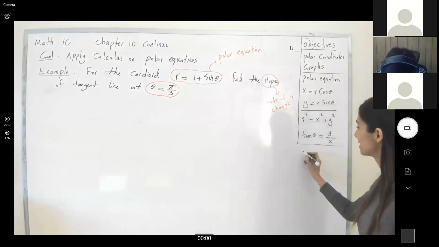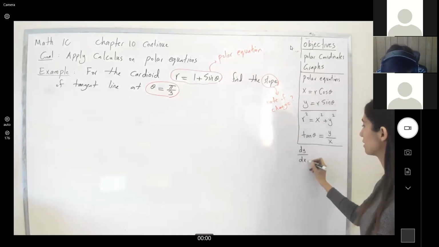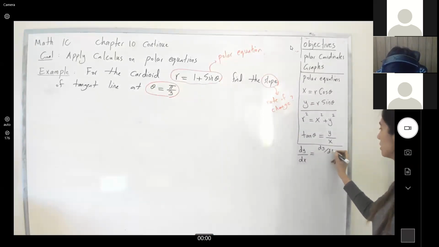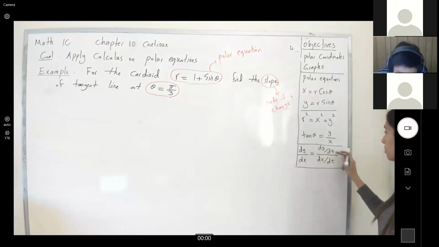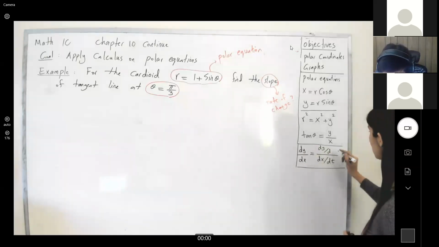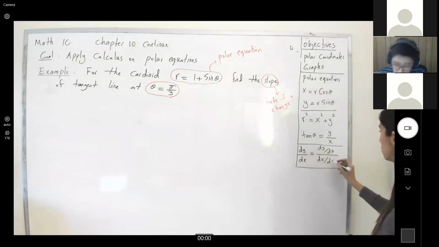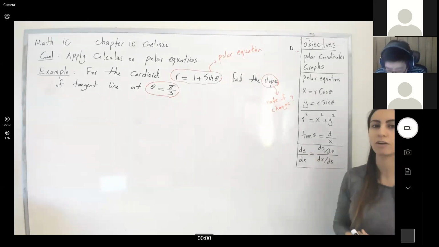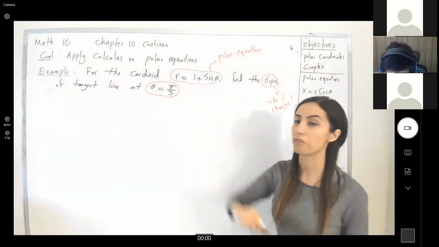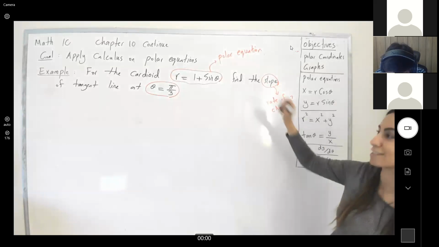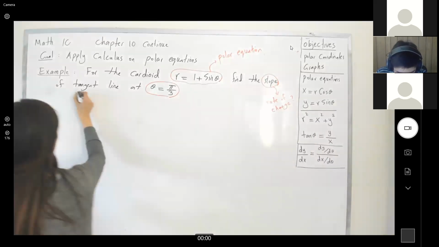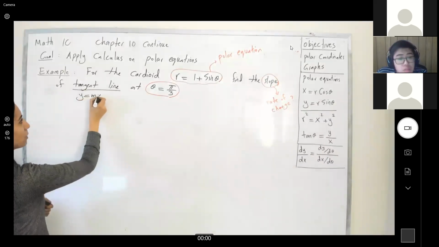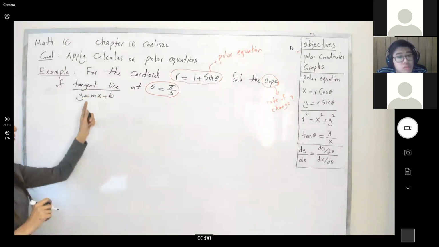Last week we learned that dy over dx can be written as dy over dt, the rate of change of y with respect to t, divided by the rate of change of x with respect to t. Now replace this t by theta. We want to find the rate of change and eventually plug in theta equals pi over 3 to find the slope of the tangent line. Remember that to write the equation of a tangent line, any line, it is y equals mx plus b. We're looking for that m.